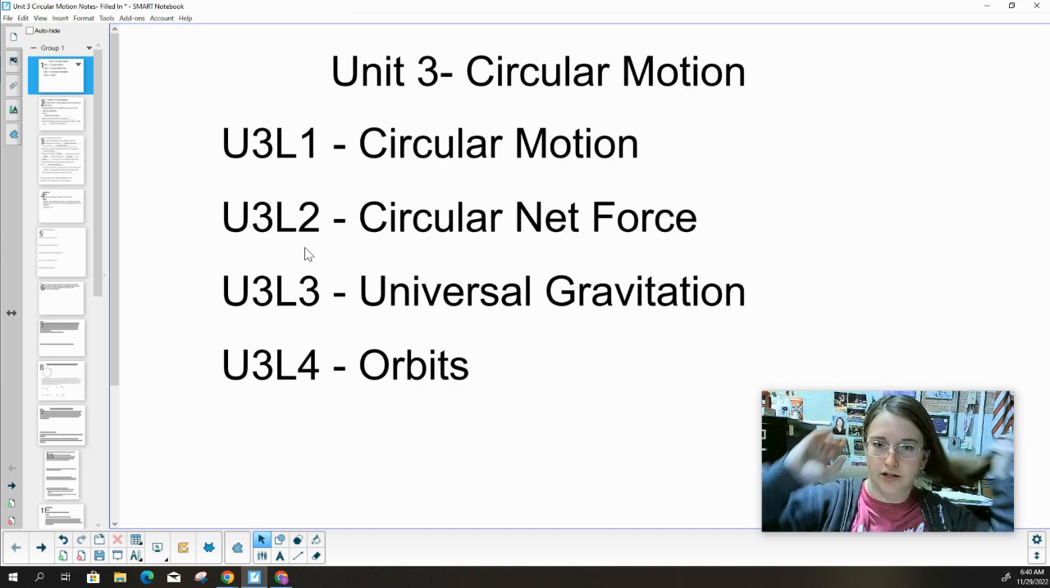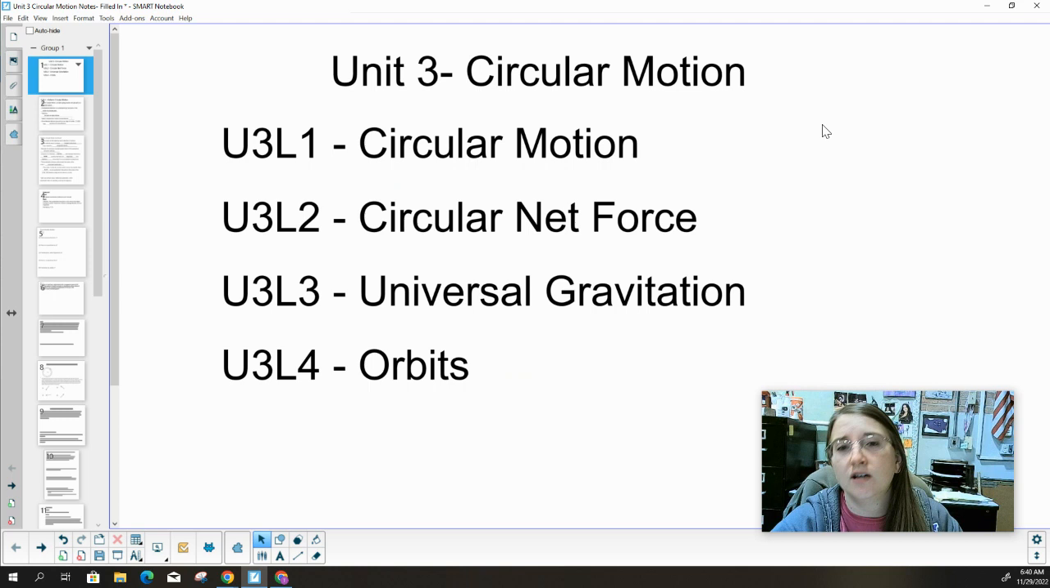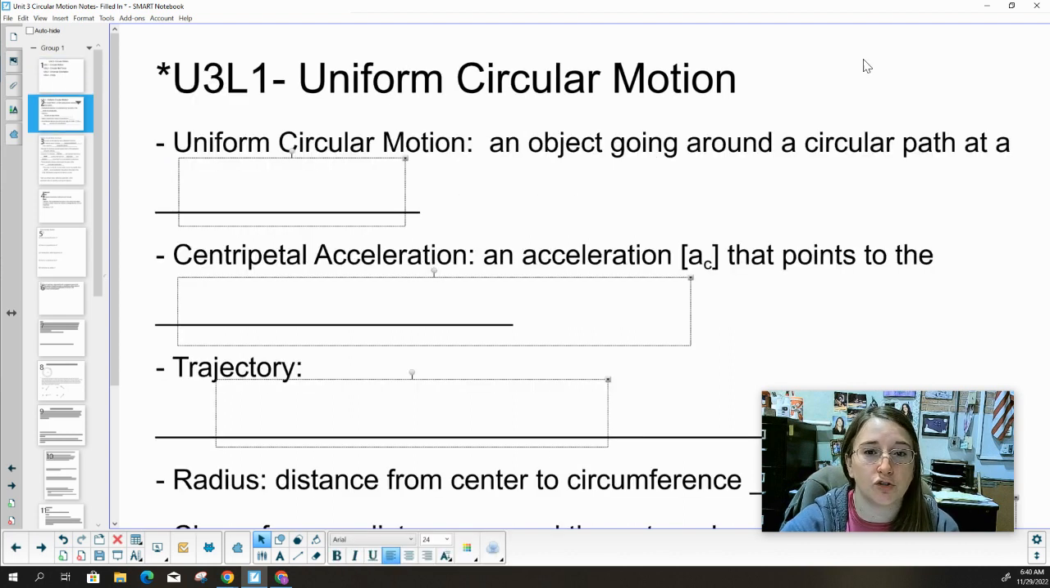Okay, quick little Edpuzzle here for the start of Unit 3. So this is only 4 lessons. Should go pretty quickly. 1 or 2 new formulas, maybe 3. But let's kind of start off with some background information about circular motion.